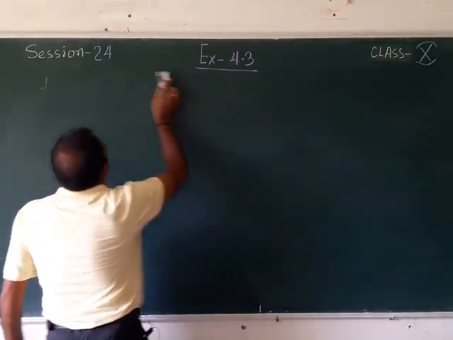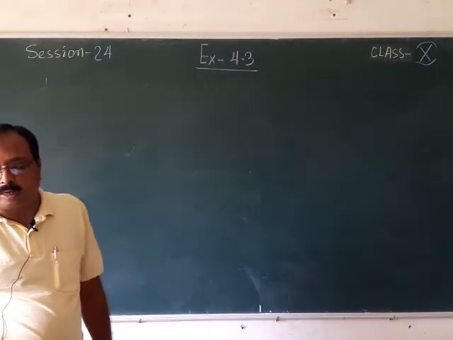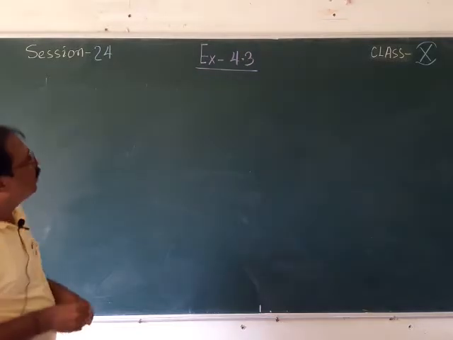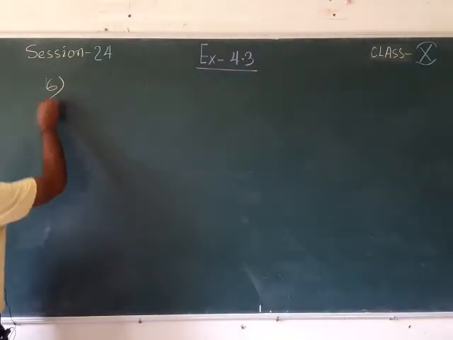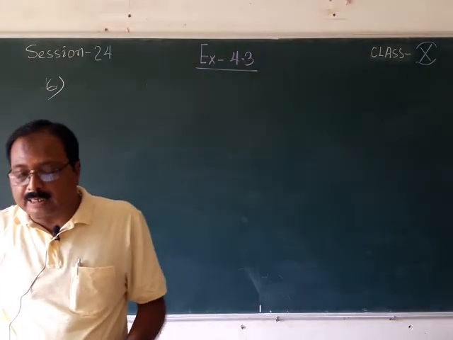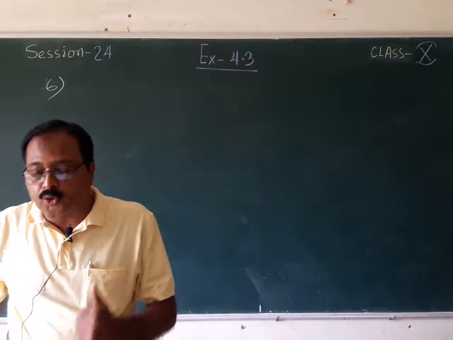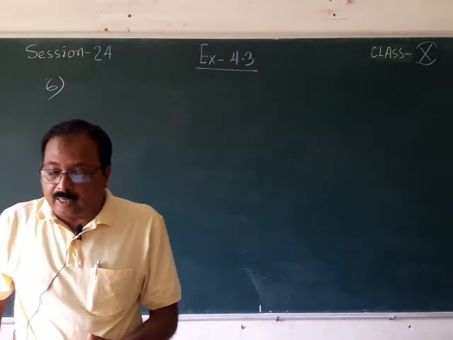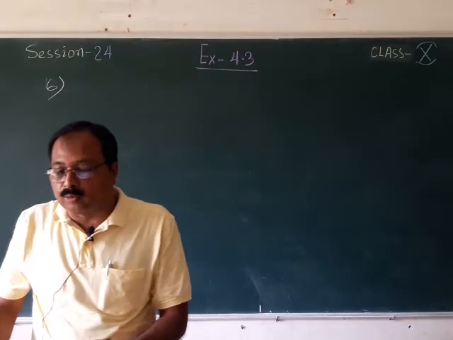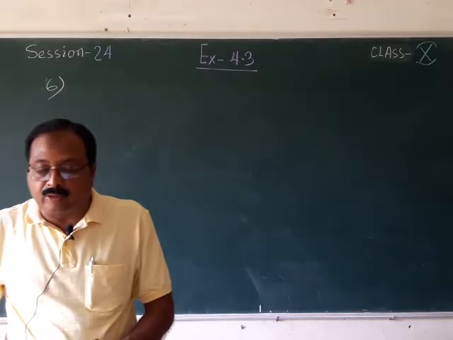Okay. So, question number 4 you have just seen, and question 5 I have told you to do by yourself. I am showing you question number 6 now. One more question is there, question number 6. Look at the question. The diagonal of a rectangular field is 60 meter more than the shorter side. If the longer side is 30 meter more than the shorter side, find the sides of the field.